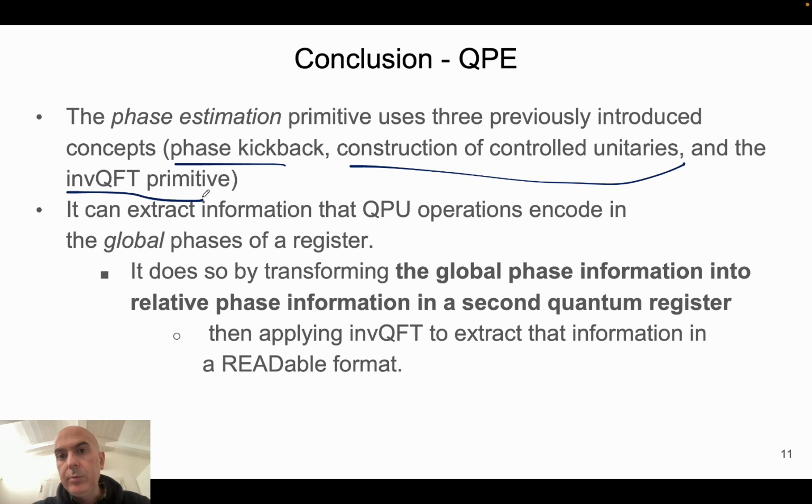So the quantum phase estimation can extract information that a QPU operation encodes in the global phase of a register, which is difficult to directly assess. To assess it, we transform the global phase information into relative phase information in the second quantum register, and then we apply the inverse QFT to extract the information in a readable format.